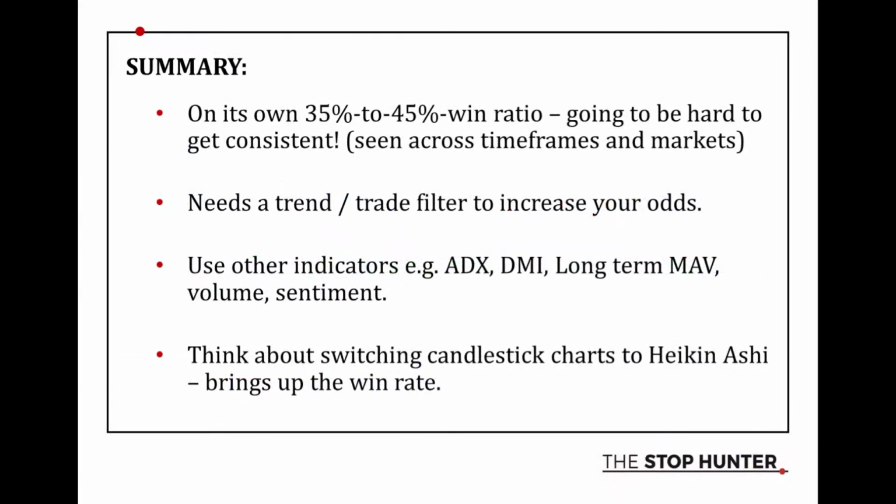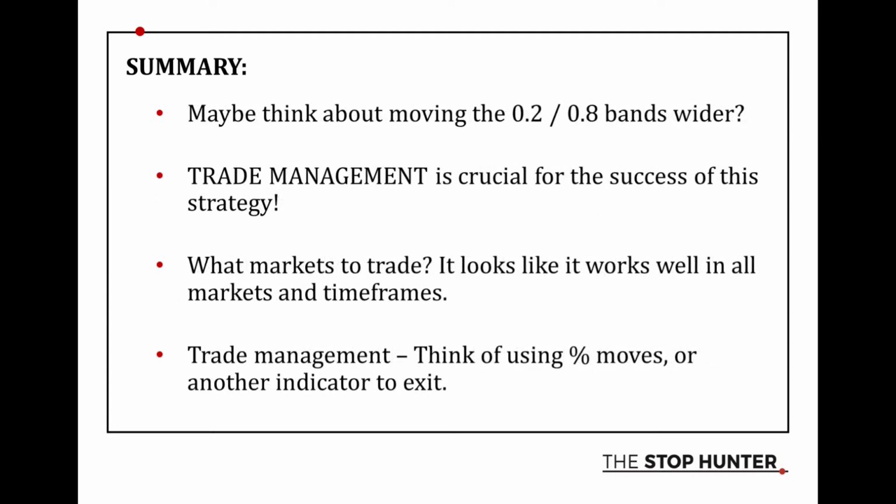So let's summarize things. Well, on its own, 35 to 45% win ratio across timeframes and markets could be expected, but I think it needs a trend filter to increase your odds, and adding on other indicators as well on top of that. And as we've seen, switching to a Heikin-Ashi chart can seriously up the win rate. Other ideas, well, you could possibly move the bands wider. We saw an example of that, that 0.2, 0.8, maybe make it 0.15, 0.85. Trade management to me is going to be crucial for the success of this strategy.